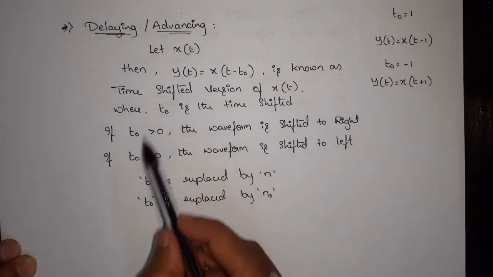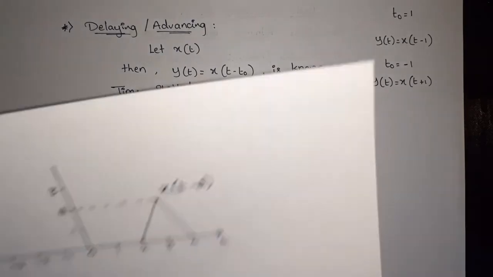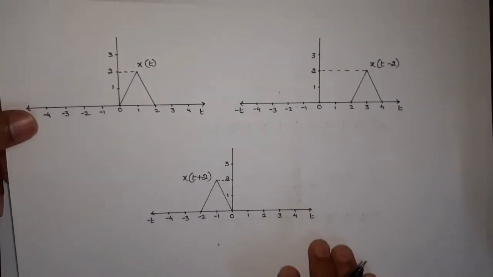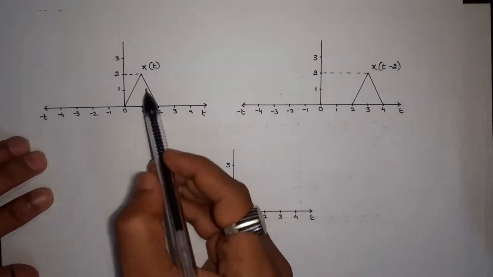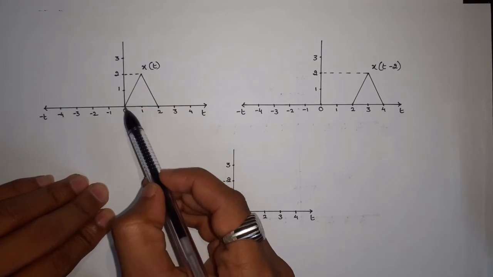To understand this even more clearly, we are going to take an example, and here is an example. You can see the signal is x of t. It's a continuous time signal, x of t. It is starting at 0.